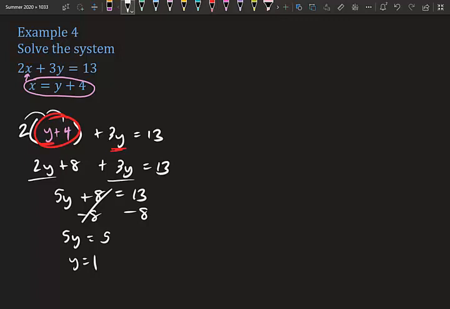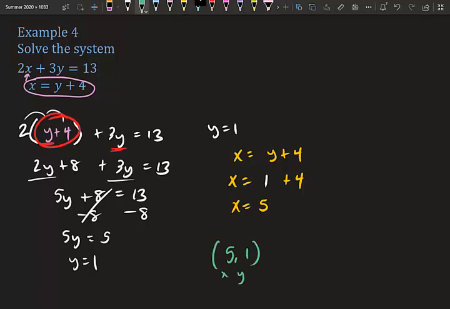Now that we found y equals 1, we need to plug it back into any given equation. So I'm going to plug it into the one that looks easiest. The one that looks easiest to me is x equals y plus 4. So we have x equals 1 plus 4. So 5. That means we have our point, we have our answer of 5, 1. So if we were to graph it, that's actually where they cross.